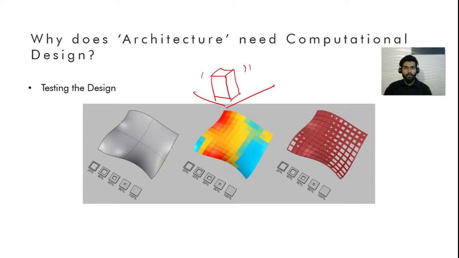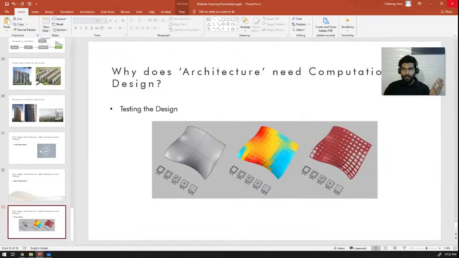You can simulate earthquakes on it. You can simulate loads and see where exactly your structure is failing, or you can simulate the sun and simulate winds and see whether whatever you have designed is working or not. So you can extensively test your designs out. So this is why architecture needs computational design. And that brings me to the end of the first presentation here.